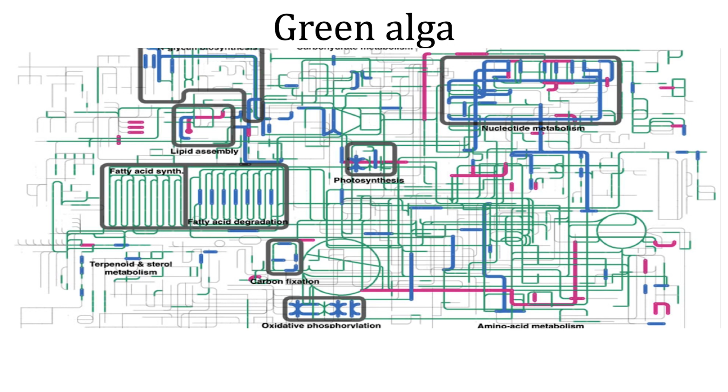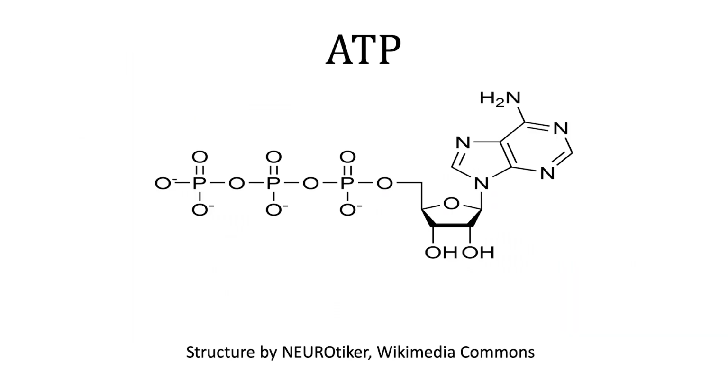This is the green alga, its metabolic pathway set. It looks sort of like a circuit board. They found an interesting thing. All of the organisms had to have ATP supplied to them. They couldn't start with no ATP. They had to have ATP supplied to them. Now, ATP, as you know, is the molecule that stores energy, transfers energy.